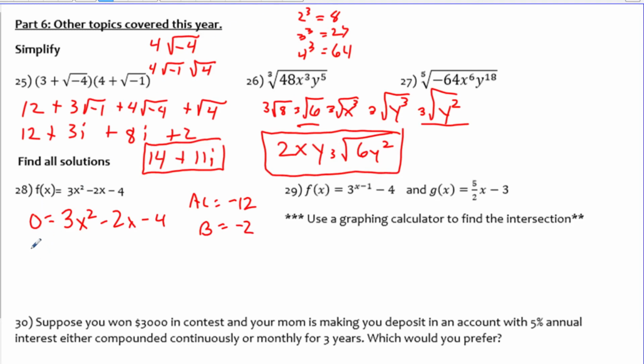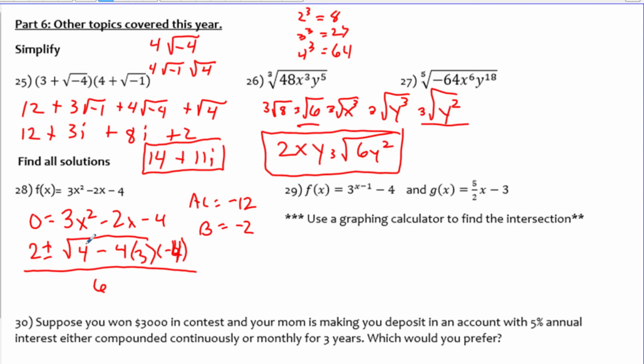So I'm going to say 2 plus or minus the square root of negative 2 squared, which is 4, minus 4ac, all over 2a, which would be 2 times 3. So I'm just going to put a 6. Okay, so let's simplify into the radical. Sorry, this is a really bad looking 4.